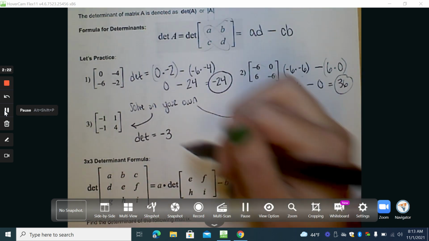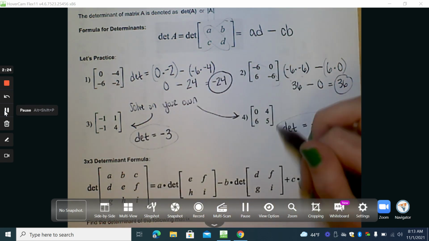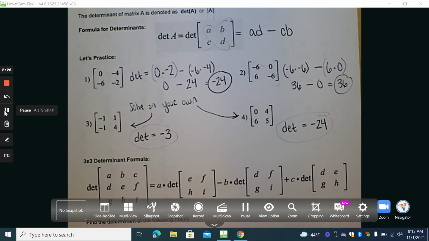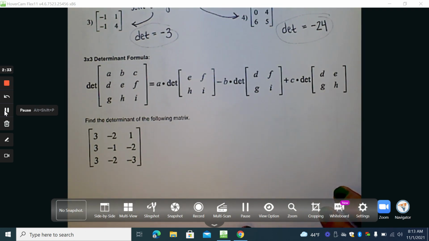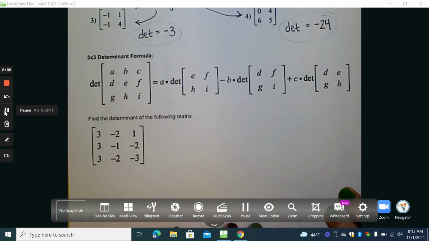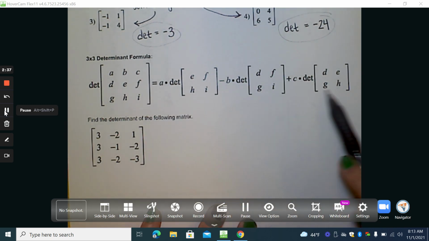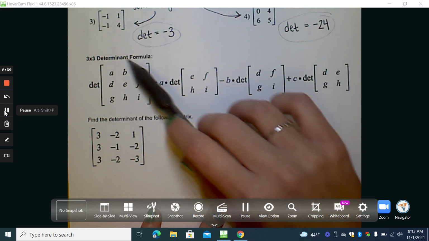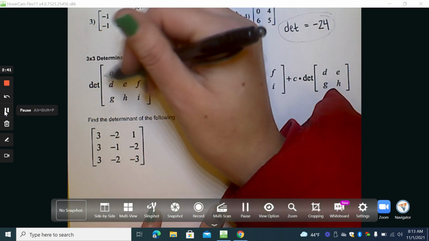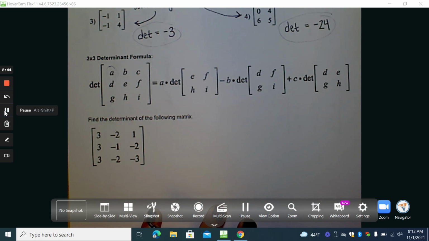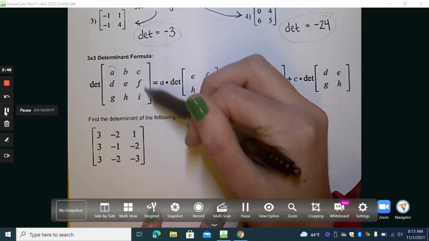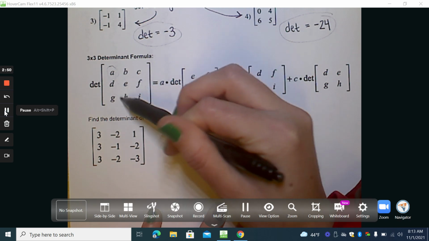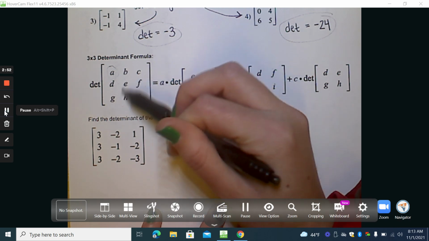And you should have gotten the answers negative 3 and negative 24 as your determinant for 3 and 4. All right, it gets a little bit more complicated when we start doing a determinant of a 3 by 3 matrix. And so there's this nice big long formula. Essentially, I'm taking this 3 by 3 matrix and taking one number from the first row and multiplying it times the determinant of my 2 by 2 section not included in that row or column.